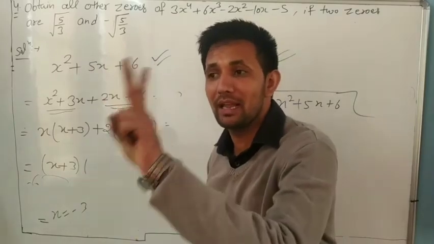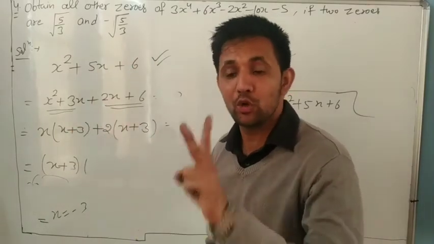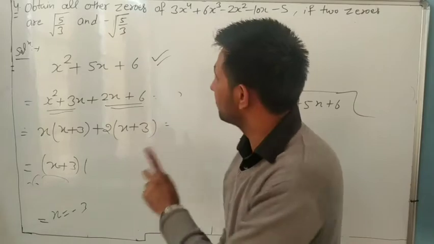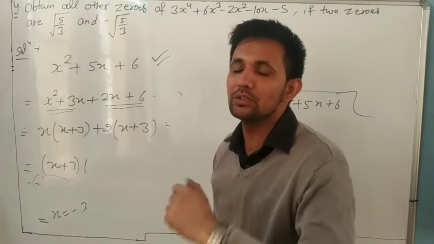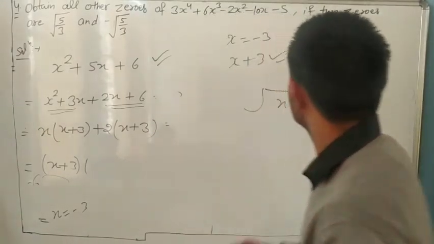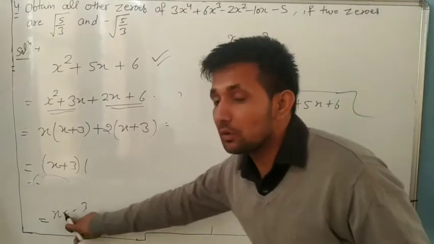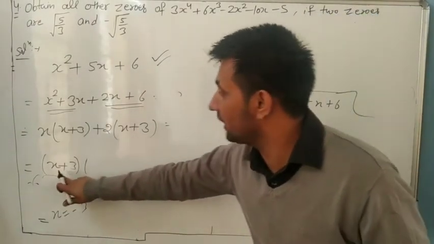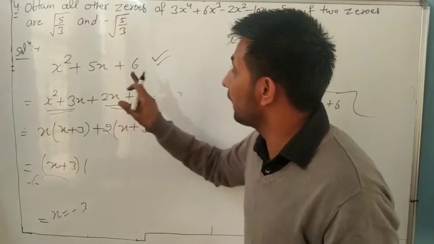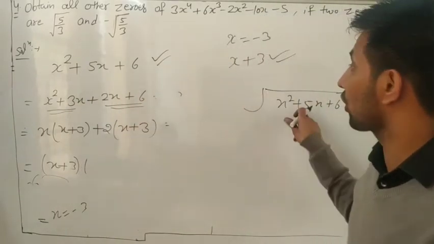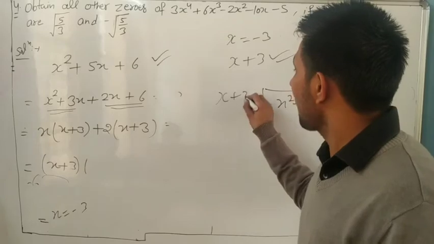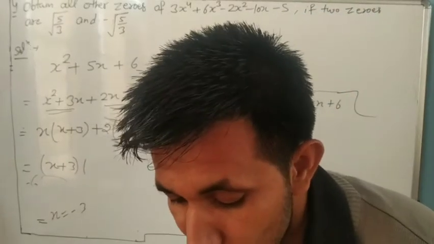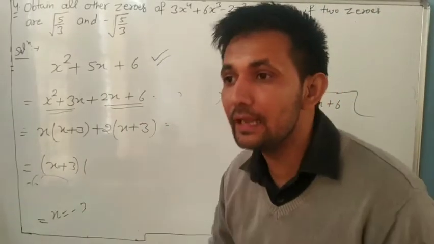a quadratic polynomial has at most how many zeros? 2 zeros or 2 factors. So it means the second factor we should find. So x equal to minus 3 means minus 3 on the other side is positive, so x plus 3 is a factor of this one. So it means x plus 3 should divide it completely. Must be.